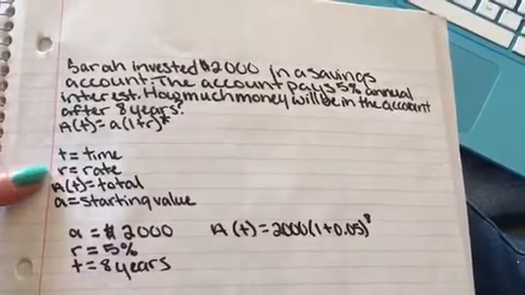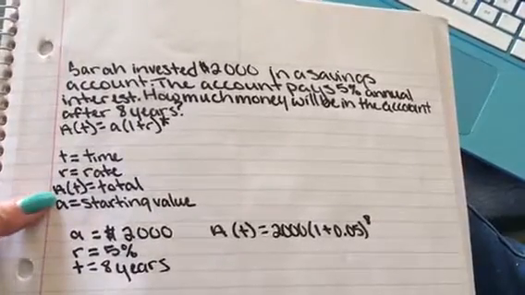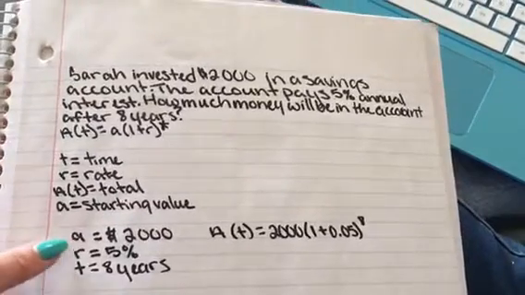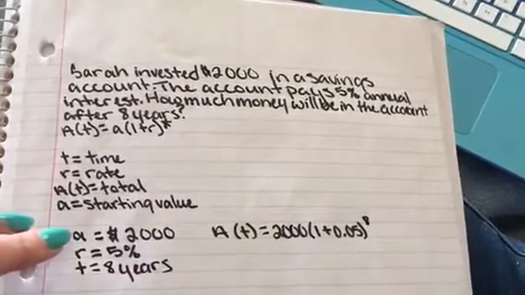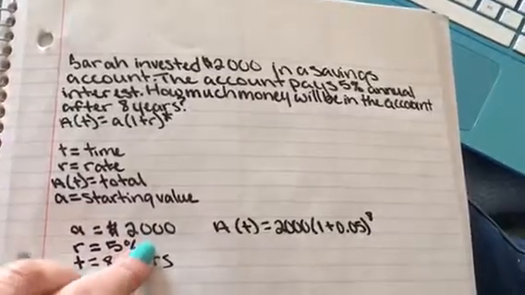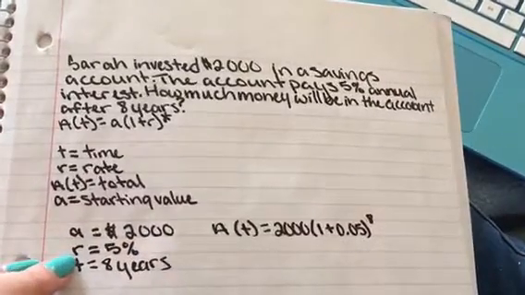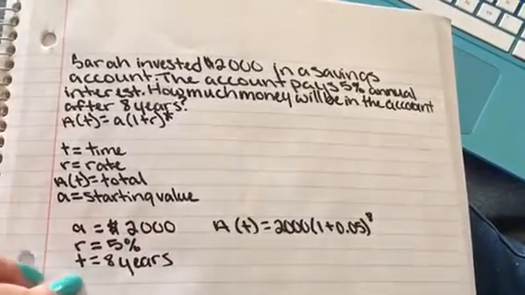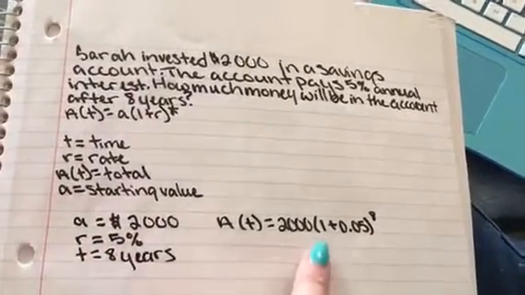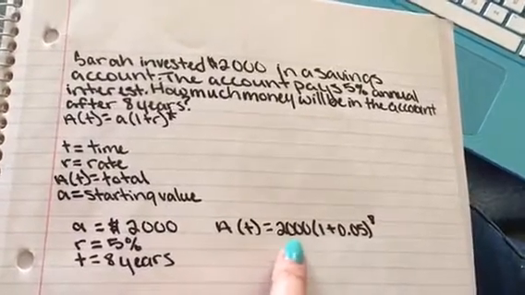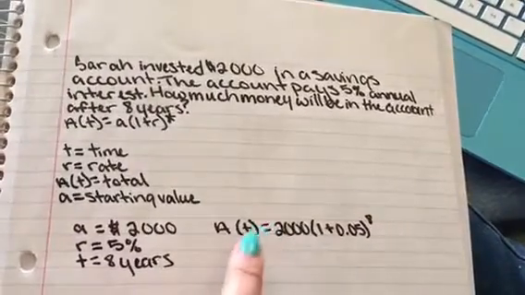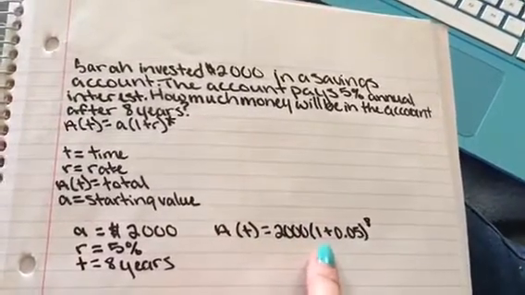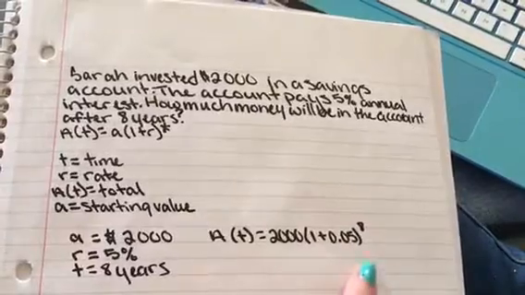t is equal to time, r equals rate, A of t is equal to the total, and a is the starting value. So within the equation, we find that $2,000 is the starting value, 5% is the rate, and 8 years is the amount of time. So we plug this into the equation, so the equation will read A of t is equal to 2,000 times 1 plus 0.05 to the 8th.